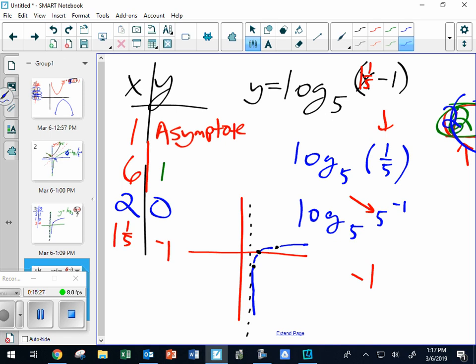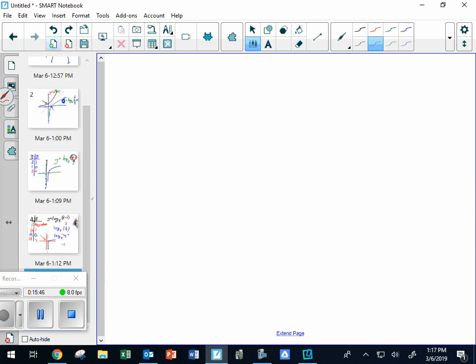What if I want to be sure? Then I go back up and look at the original, and I say, okay, it's a parent log that's been shifted 1 to the right. And then I look down and say, okay, it looks like it's been shifted 1 to the right, and it generally looks like a log. All right. These two graphs look very similar, and one's a log and one's an exponent.